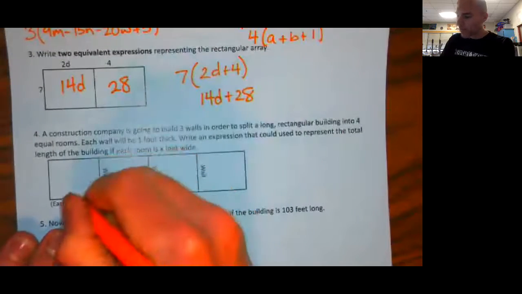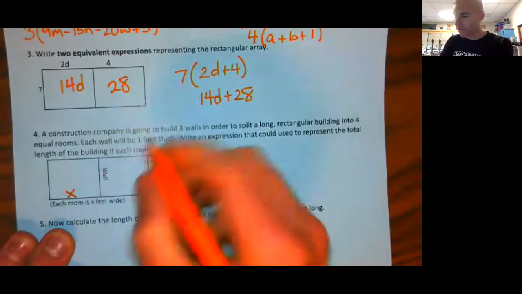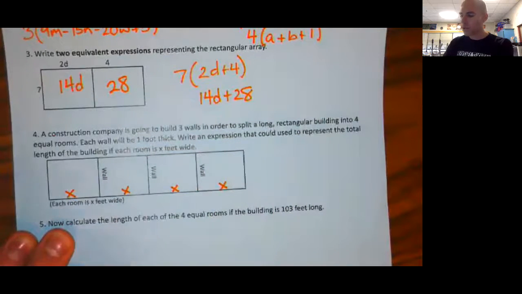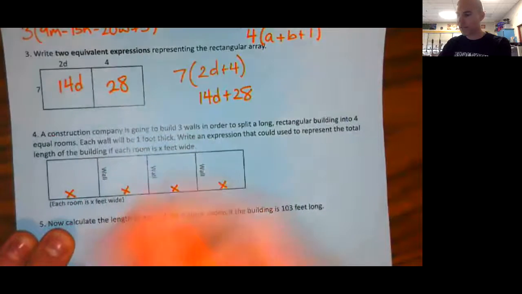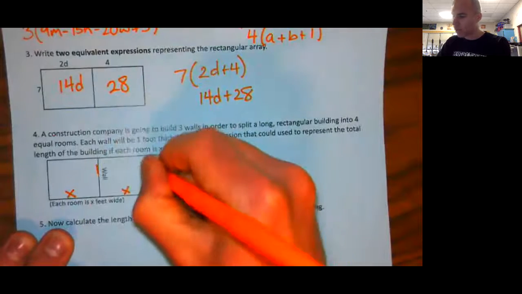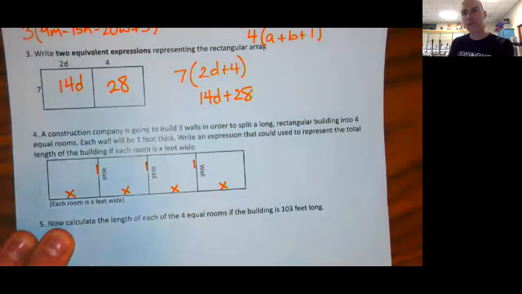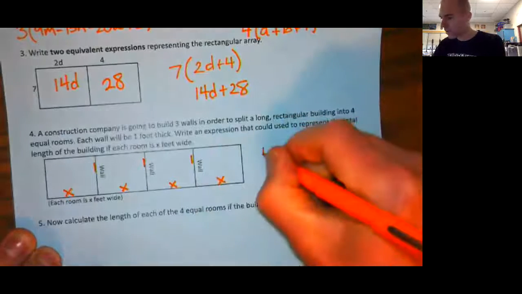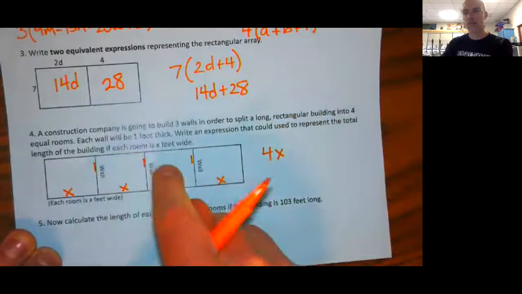Here, each room is x feet wide. So this is an x, this is an x, this is an x, and this is an x. And then the walls are an extra 1 foot thick each. So this is a 1, 1, 1. If you add all this stuff up, you have 1, 2, 3, 4x, and then plus 3.